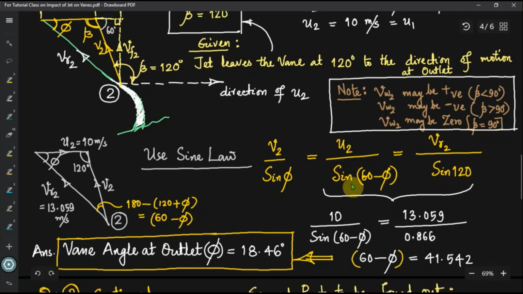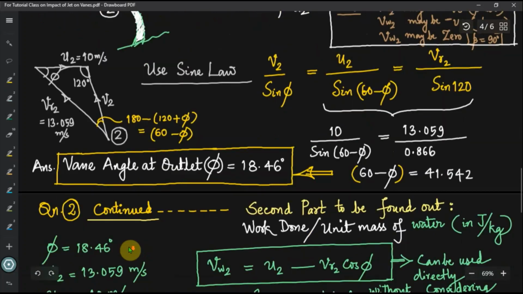If you equate the second and the third ratios in this case, what you can get is U2 is 10 divided by sine(60 minus phi) is equal to VR2 is 13.059 divided by sine 120, that is 0.866. If you simplify, you will get 60 minus phi is equal to 41.542. So that obviously means phi is equal to 60 minus 41.542, that is 18.46. That is the vane angle or blade angle at outlet. This is a part of the answer.